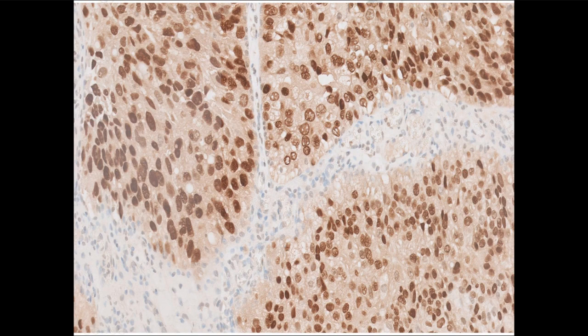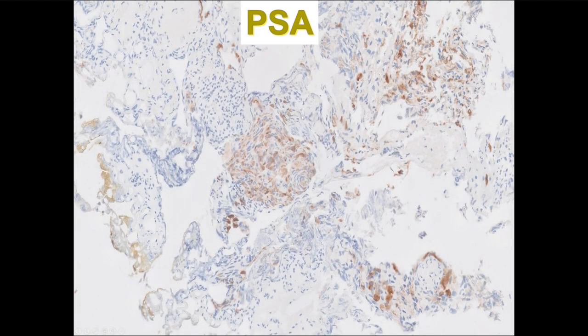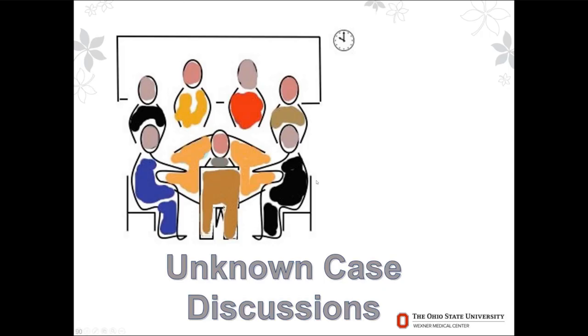And if you look at the stain, this is the NKX 3.1, which is a prostate marker. So this is prostate adenocarcinoma, which is mimicking as a urothelial carcinoma. This is strong PSA staining. So let's do a couple more cases, and then I'm going to stop for questions.